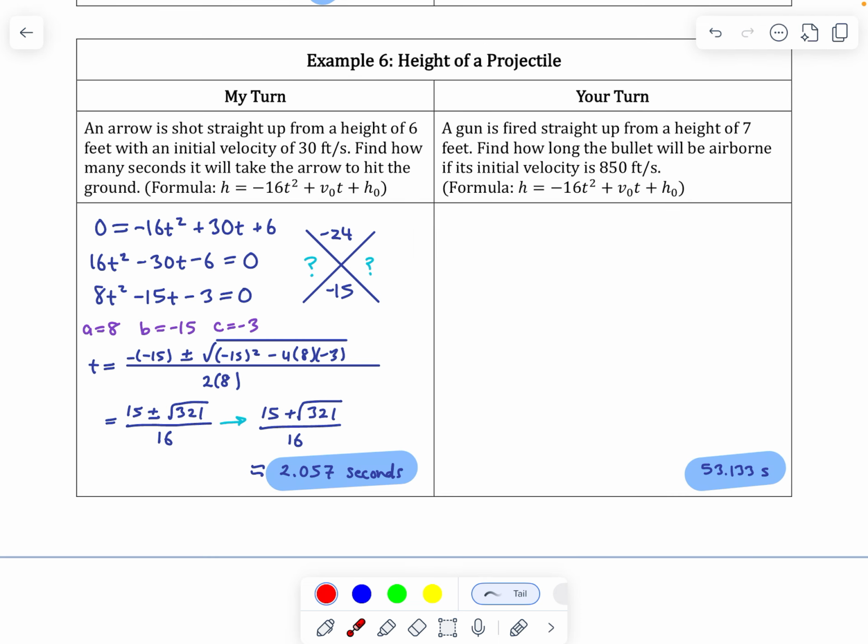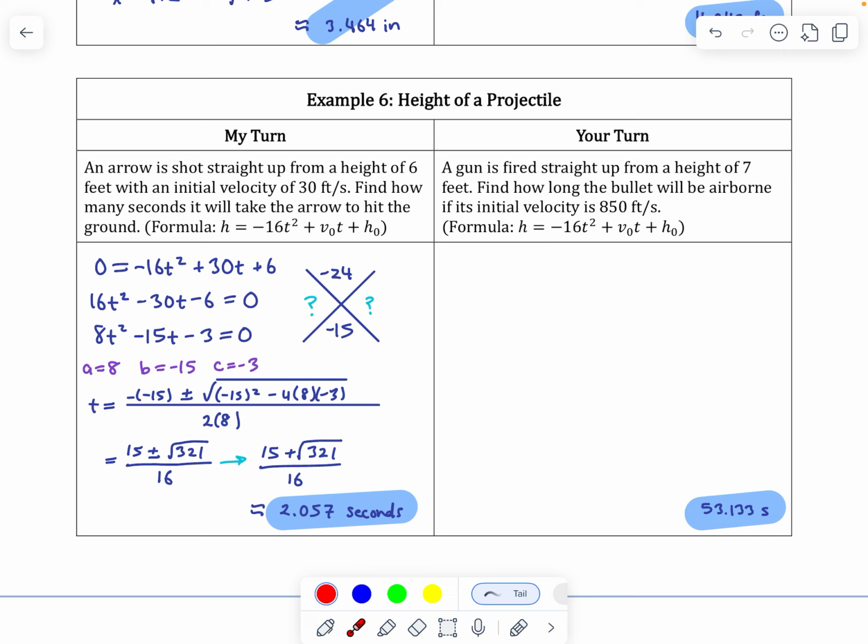Pause the video, do the same thing. In the next problem, we're going to have instead of a bow and arrow, you're going to shoot a gun. But you're shooting it straight up. See if you can set it up and solve it. Spoiler alert, you will have to use the quadratic formula again. And see if you can come up with a solution on your own.